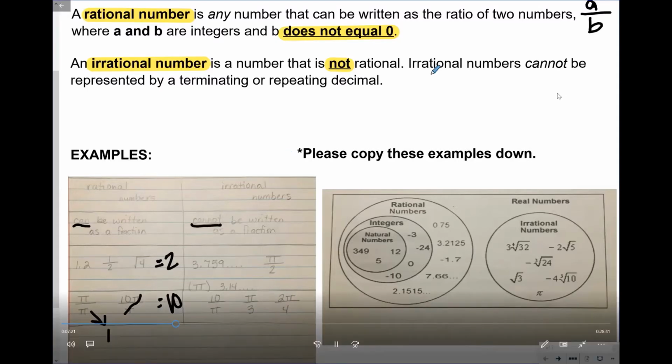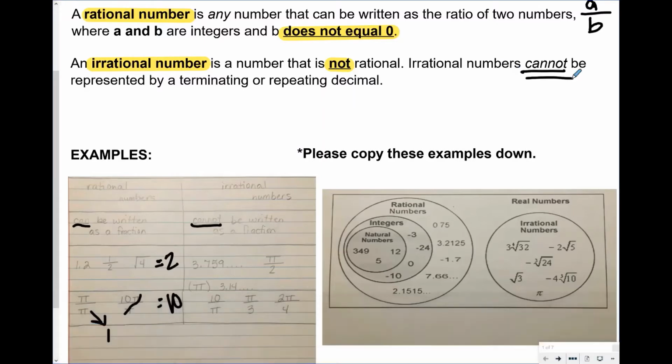Remember up here, irrational numbers cannot be represented by a terminating or repeating decimal. Highlight it, underline it so you know it. Remember it. Then I have over here just some more examples.